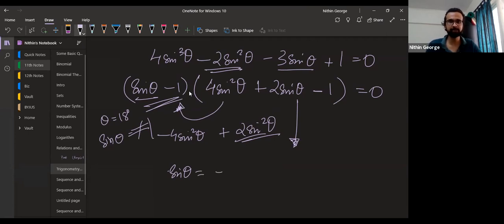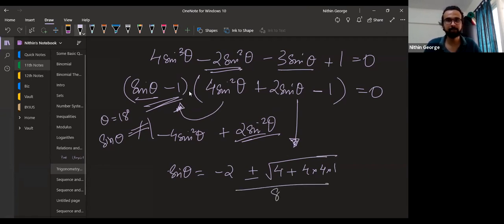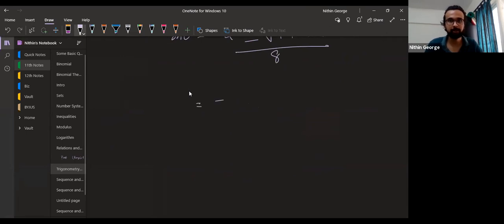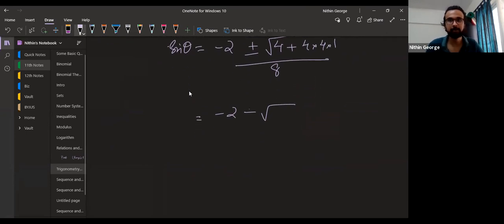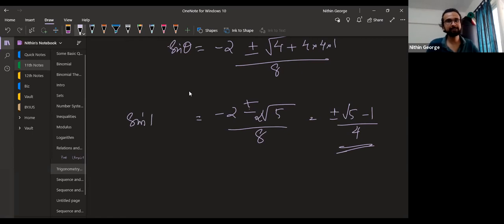Sin theta equal to, we'll use Sridharacharya formula, famously known as the quadratic formula. Minus b plus or minus root of b square minus 4ac. C was minus 1. That's why it became this thing. By 2a. 2a is 8. Then I get minus 2 plus or minus root 20 by 8. So I'll write that as 2 root 5 by 8. So I get plus or minus root 5 minus 1 by 4. This is equal to sin 18.